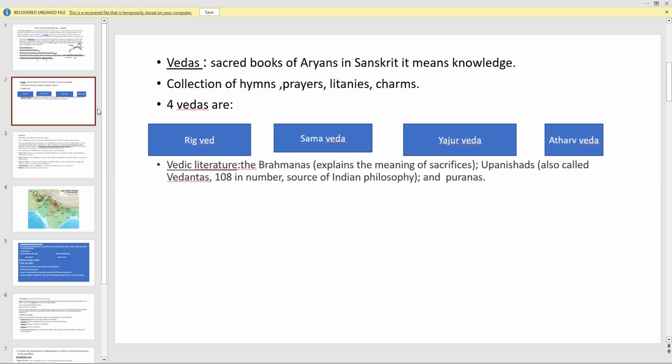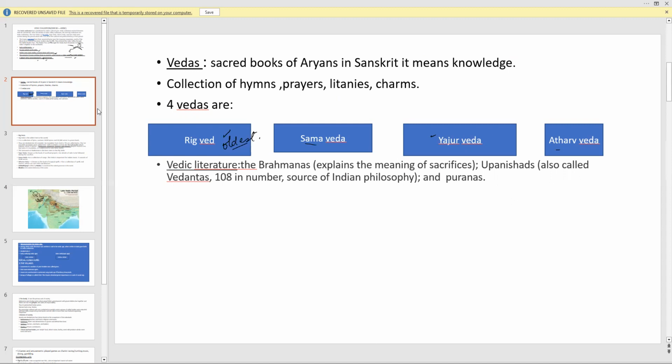The major four Vedas of our Indian culture are the Rig Veda. Rig Veda is the oldest Veda. This is also a GK question: which Veda is the oldest Veda? This is the Rig Veda. Then we have Sama Veda, Yajur Veda, and the Atharva Veda.